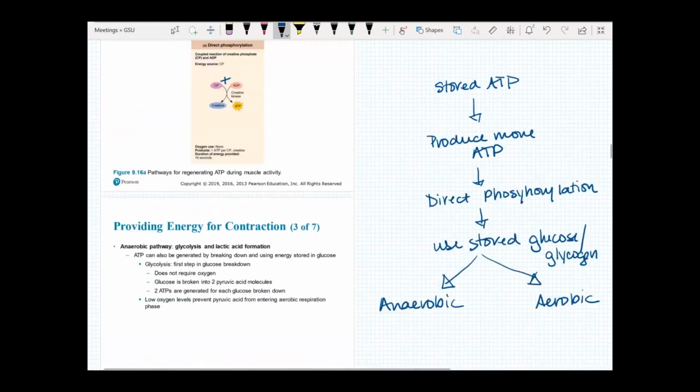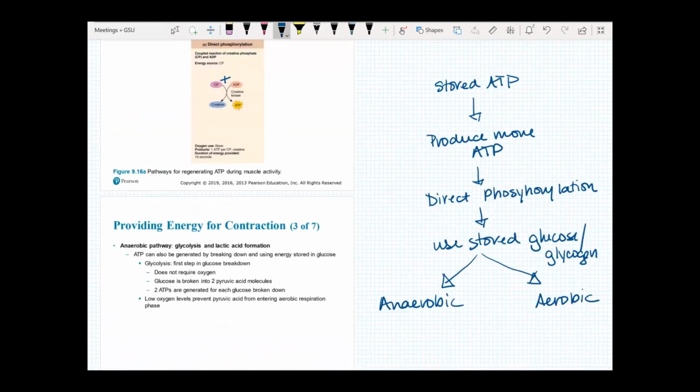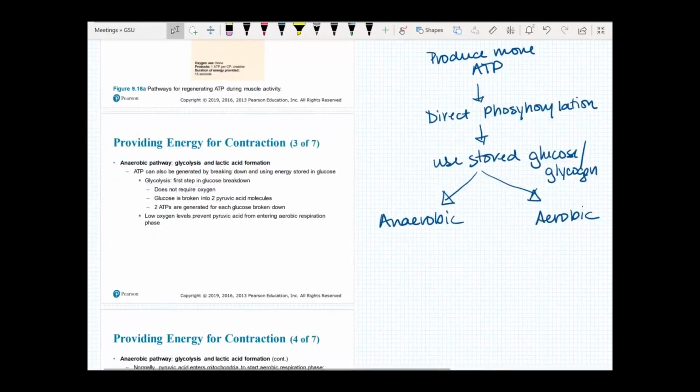So we need to get more ATP. We first go through our stored, then we make more through direct, and then we actually switch to our stored glucose. This is how you use up your energy. When you're doing an anaerobic pathway, this is going to be without the presence of oxygen. Your anaerobic pathway is going to be without oxygen, whereas your aerobic pathway is going to be with oxygen.